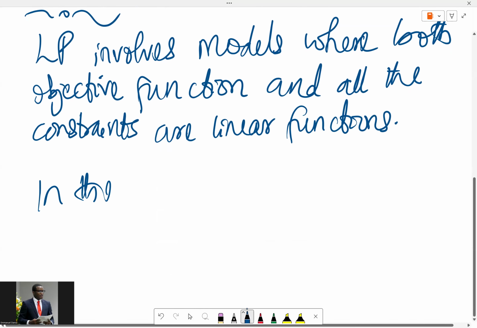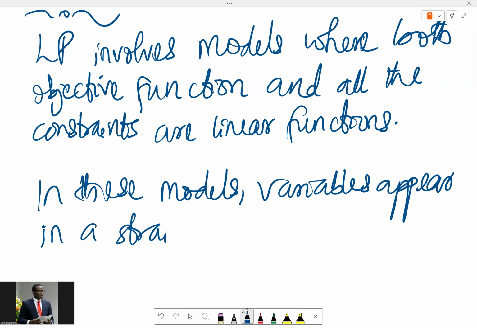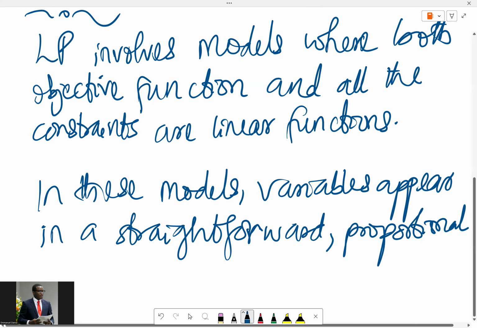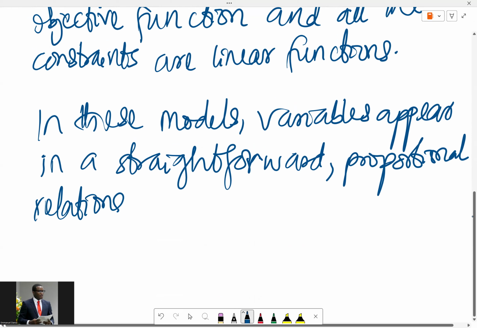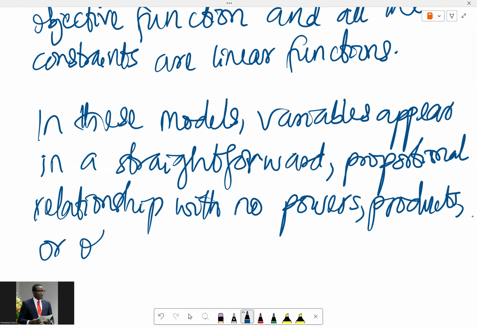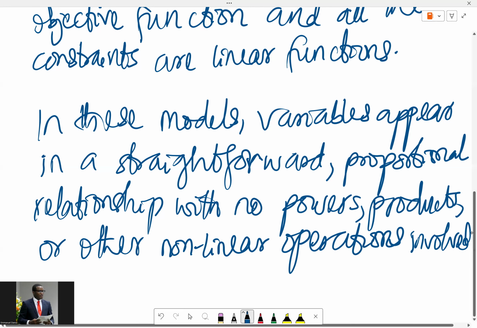In these models, variables appear in a straightforward proportional relationship, with no powers, no products, or other non-linear operations involved. So we don't have all these non-linear operations involved.